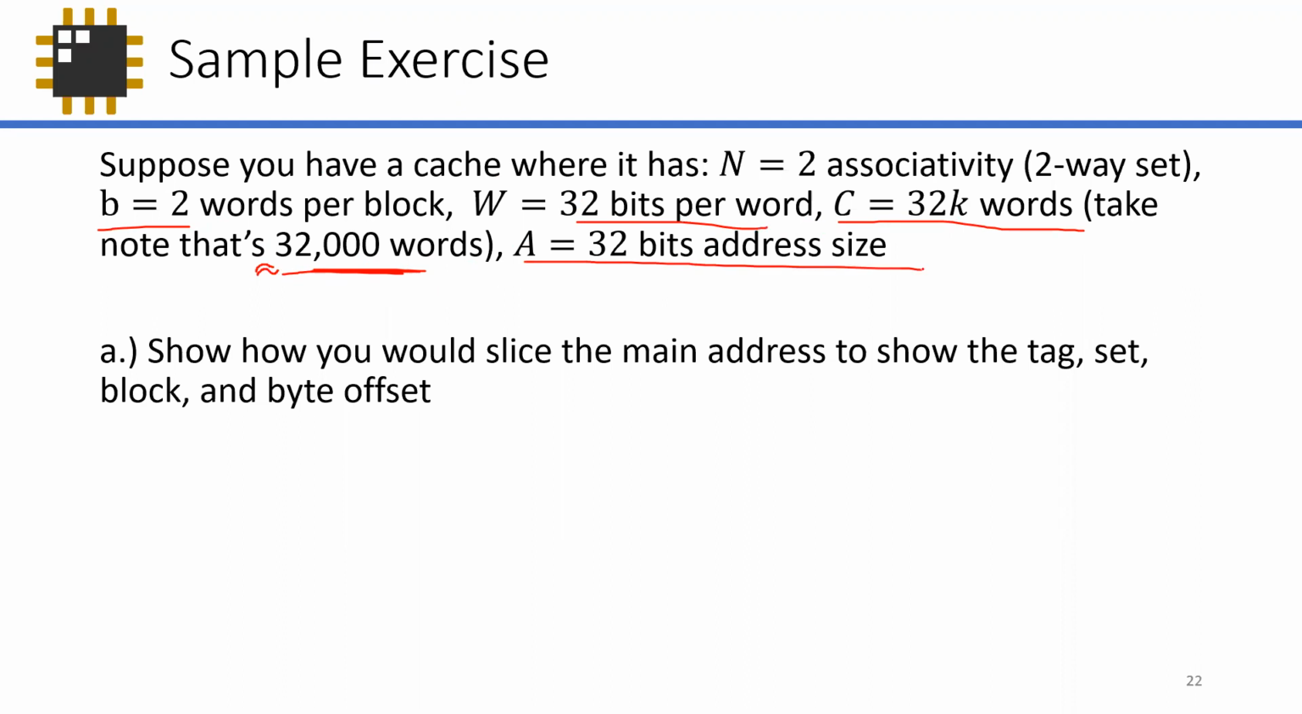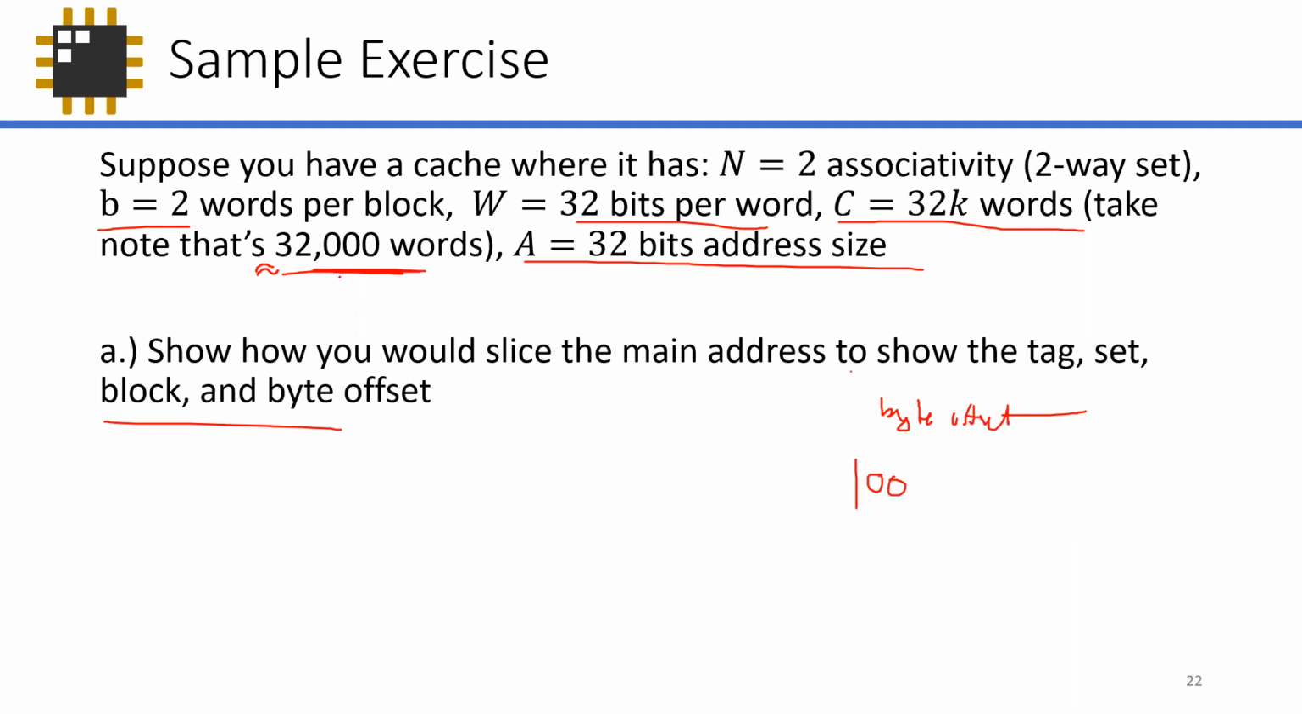And then your address bit size is still 32 bits. Show how you would slice the main address to show the tag, set, block, and byte offset. Very simple, right? So if I have my main address, the first 2 bits in my main address will always be the byte offset. It's not gonna change.